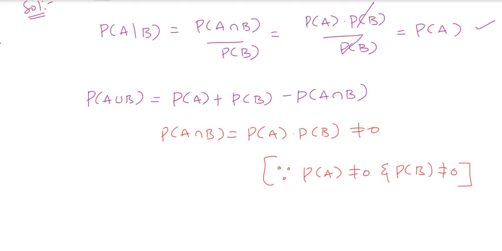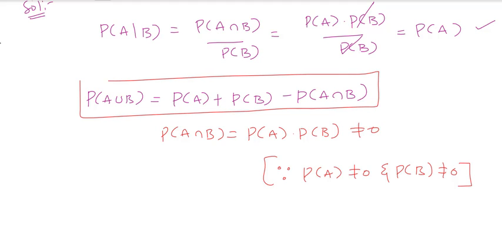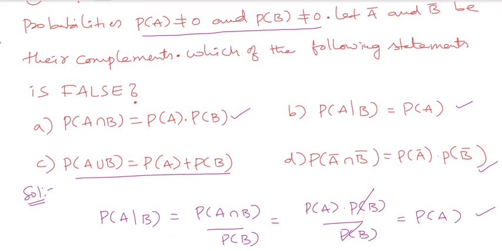So this statement is not equivalent to this one. Actually, probability of A union B is equivalent to probability of A plus probability of B minus probability of A intersection B. So hence this statement is wrong. Third statement will be the false. So the answer is this one.